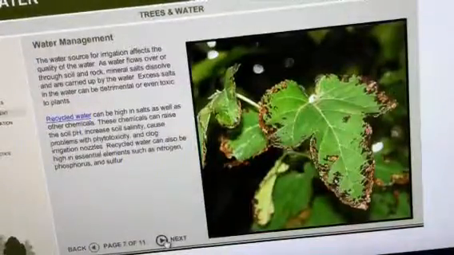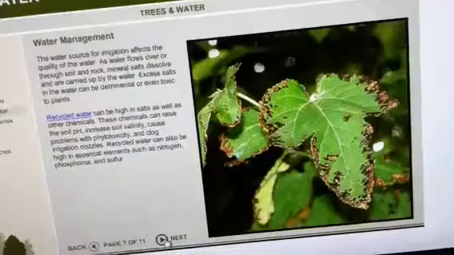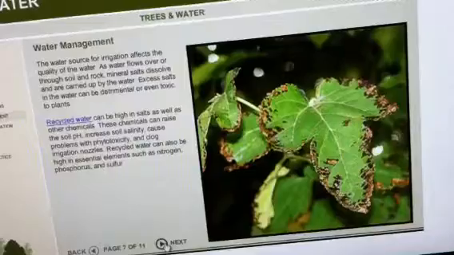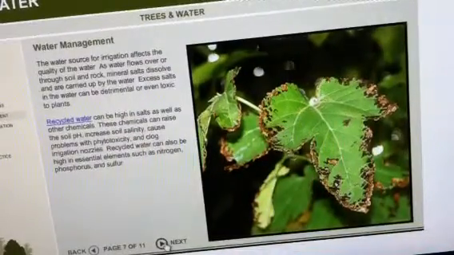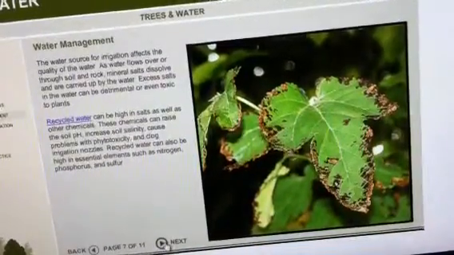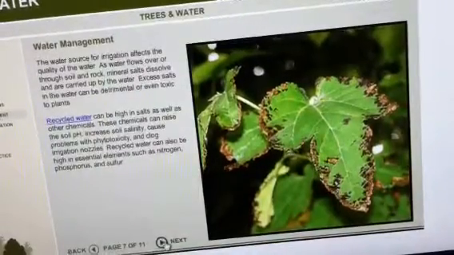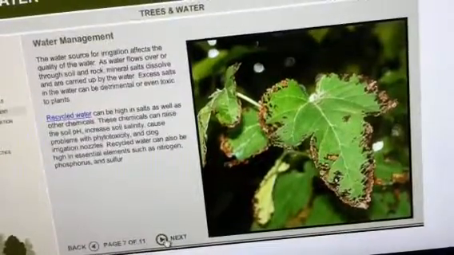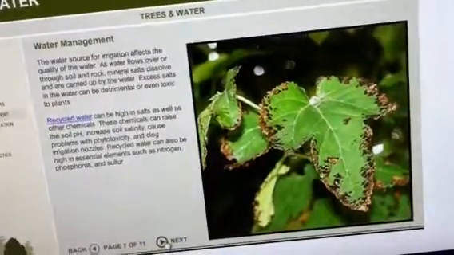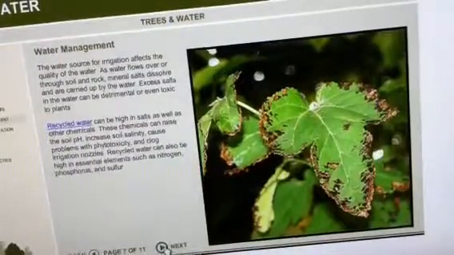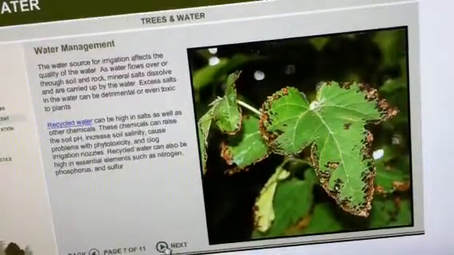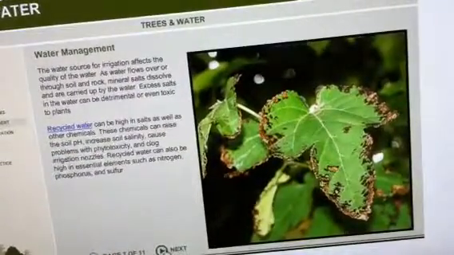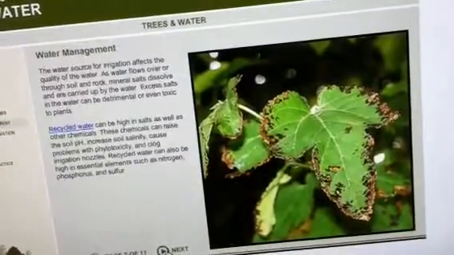The water source for irrigation affects the quality of the water. As water flows over or through soil and rock, mineral salts dissolve and are carried up by the water. Excess salts in the water can be detrimental or even toxic to plants. Recycled water can be high in salts as well as other chemicals. These chemicals can raise the soil pH, increase soil salinity, cause problems with phytotoxicity, and clog irrigation nozzles. Recycled water can also be high in essential elements such as nitrogen, phosphorus, and sulfur.